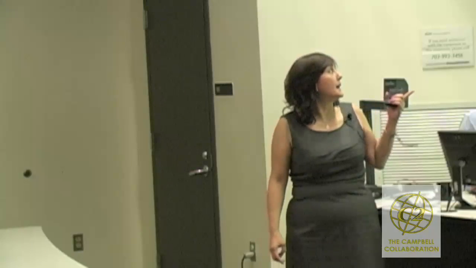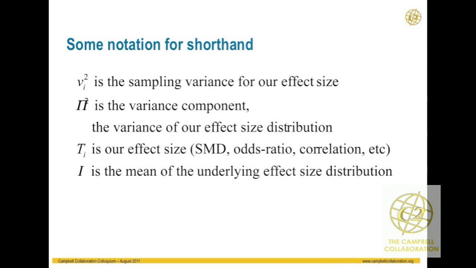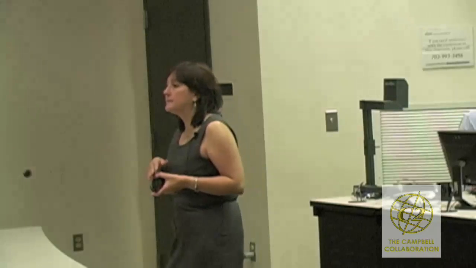I'm going to, for right now, call T our effect size. And that's going to stand for any kind of effect size. This morning we talked about standardized mean differences, odds ratios, and correlations. So it can be any of those. And I'm going to use mu to be the mean of the underlying distribution. Okay.